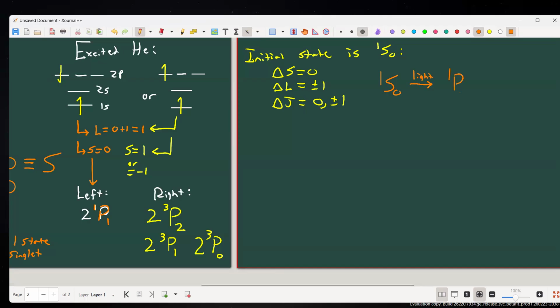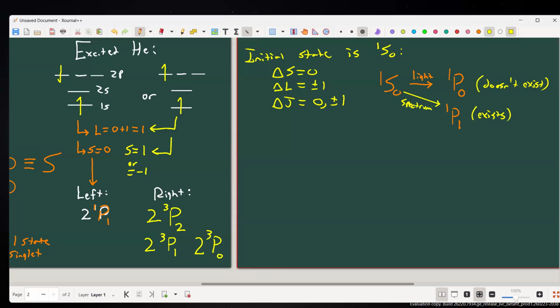We could excite to a 1P0 state, which doesn't exist. Right? We just calculated that it has to be P1. The other state that we could excite to is a 1P1 state. That's allowed, and that exists. Right? And that's it. Those are the only possible states. So the only transition we would expect to see in our spectrum is just this 1S0 to 1P1.